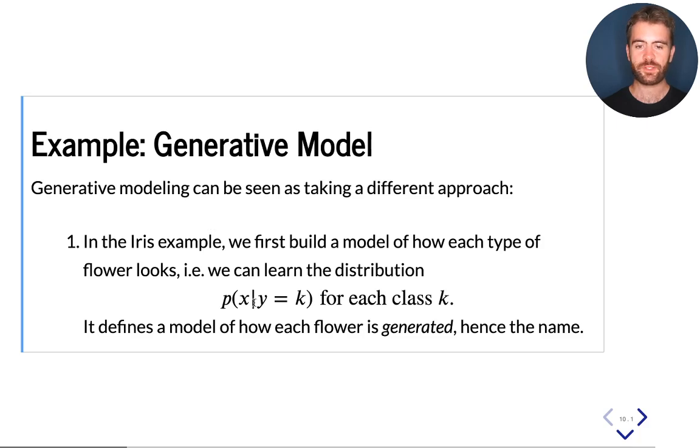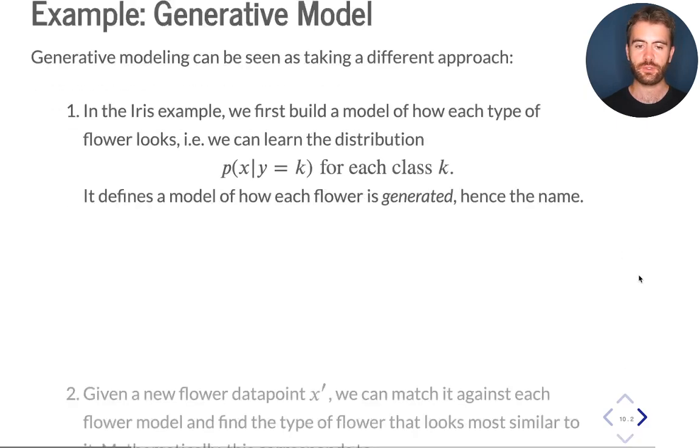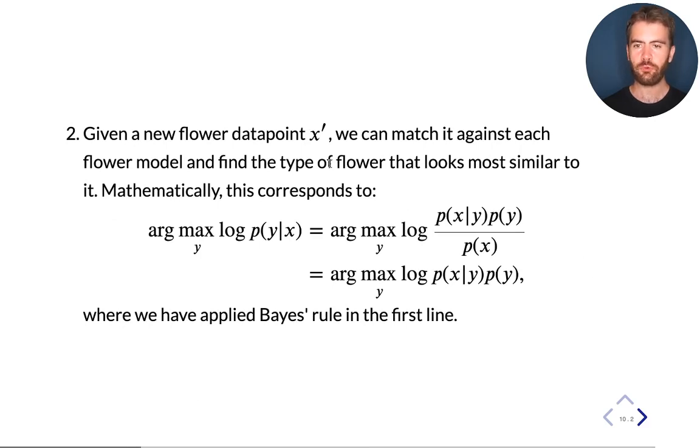So again, step one is to specify this model of how each class looks like. And now, given a new flower, instead of trying to directly map to the class of this flower, we are instead going to match it against each of our three flower models. And then we're going to determine the model that fits this, or the model that looks most similar. This X prime will look most similar to one of the three models that we have found. And we're going to say that the label of X prime is the label of the flower model that matches it best.